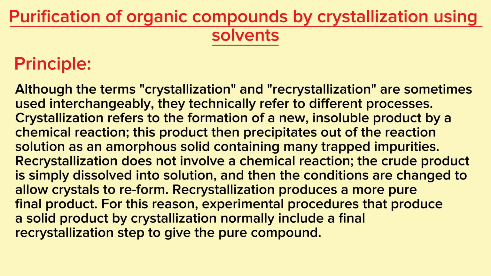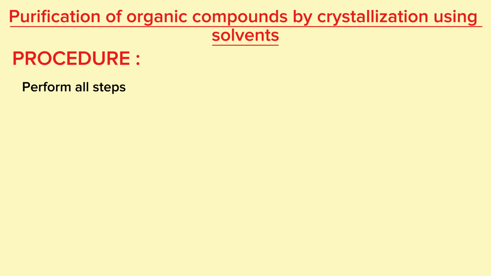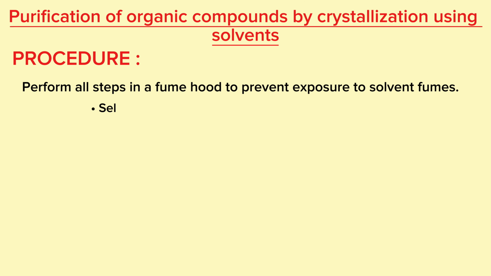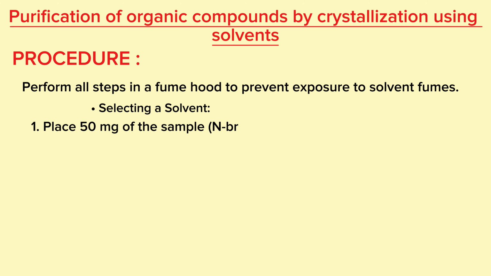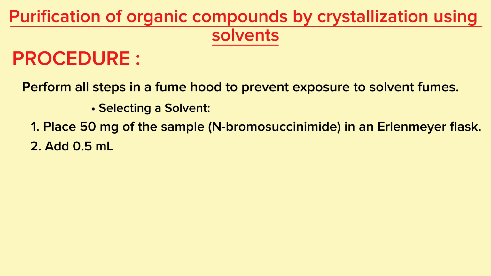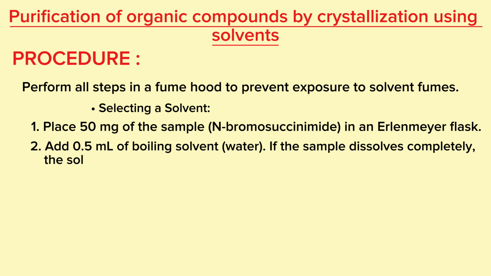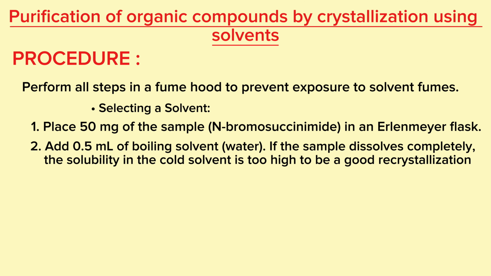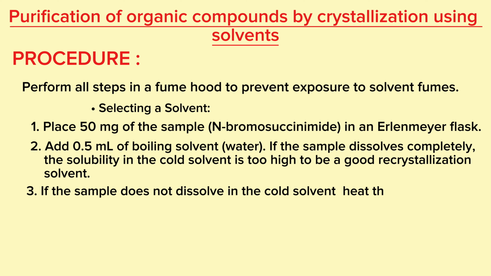Procedure: perform all steps in a fume hood to prevent exposure to solvent fumes. Selecting a solvent: place 50 mg of the sample, N-bromosuccinimide, in an Erlenmeyer flask. Add 0.5 ml of boiling solvent, water. If the sample dissolves completely, the solubility in the cold solvent is too high to be a good recrystallization solvent. If the sample does not dissolve in the cold solvent, heat the test tube until the solvent boils.